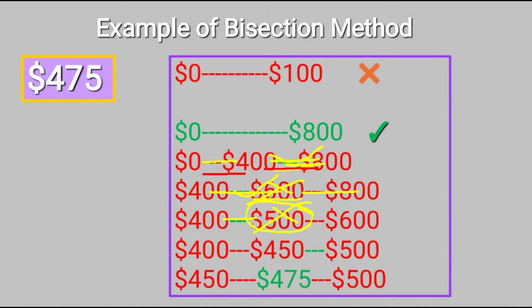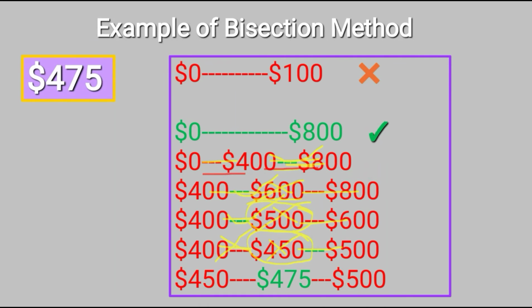Now I have two ranges, the first $400 to $500 and the second $500 to $600. First, I said the first range, you said, yes. Then I said the middle value of this range is $450, you said, no. Now I have two ranges, the first $400 to $450 and the second $450 to $500.